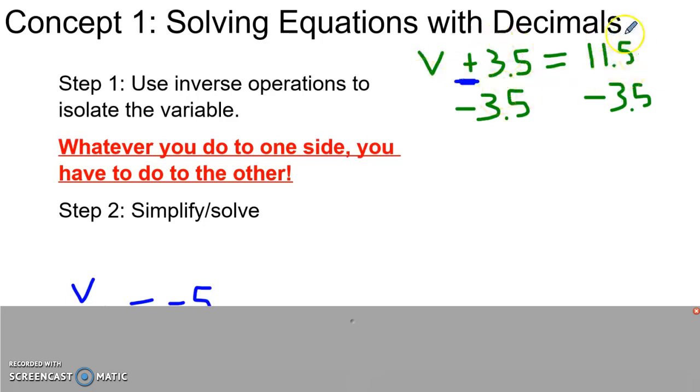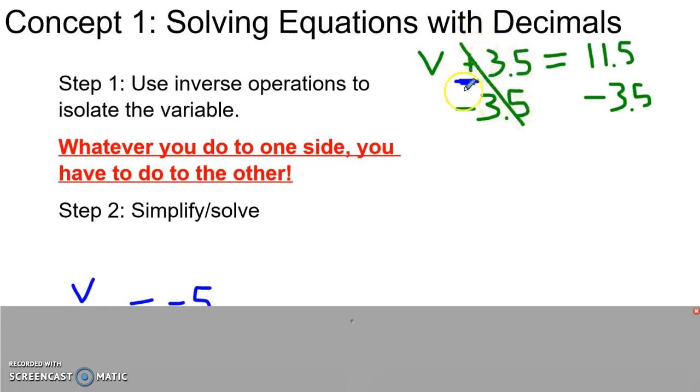Because the idea is this is an equation, both sides should be equal at all times. You can think of it as balancing a set of scales. If I'm taking weight off one side, I have to take weight off the other side in order to keep them balanced. So positive 3.5 minus 3.5, these are going to cancel.